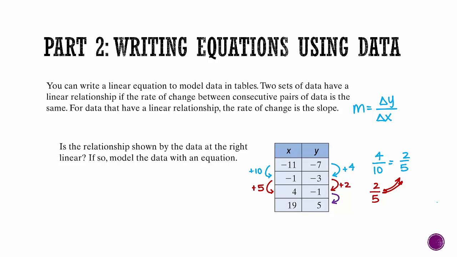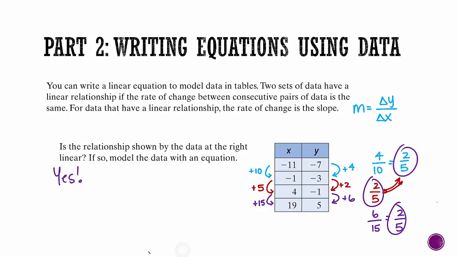So we got to do it with the last one. If I go from negative 1 to 5, that means I'm going to add 6. And if I go from 4 to 19, I'm going to add 15. So if I do change in y divided by change in x again, 6/15 can simplify down to 2/5 because 3 goes into both of those. So I got 2/5 for all of my rates of change. That means that this is linear, and it means that my slope is 2/5.